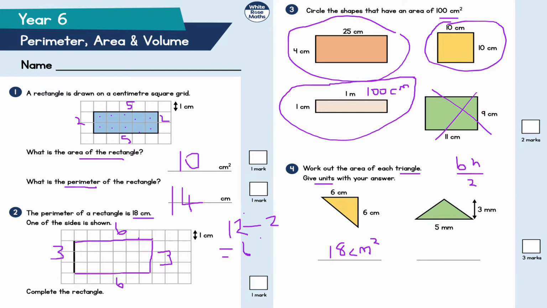This one here, base times height divided by 2. 5 times 3 is 15. Divided by 2 is 7.5, or 15 halves, or 7.5. As a mixed number. Millimeters squared.